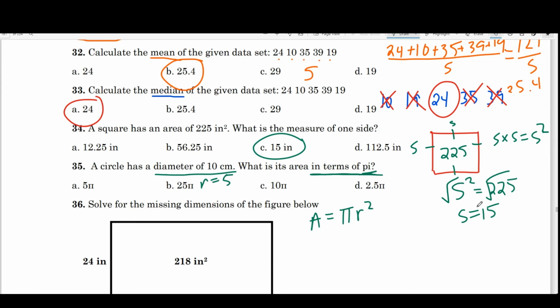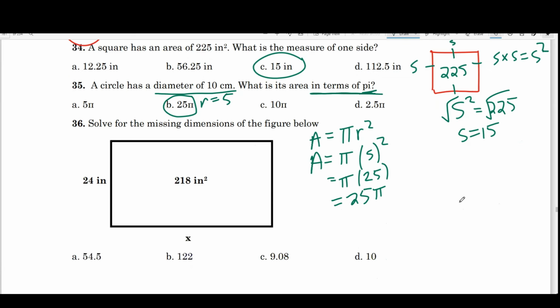Then we just plug in what we have. We keep pi there, and instead of the radius, we substitute in 5. Then we do the math. 5 squared is 25, and pi times 25 is just 25 pi. Just switch it around, and that's it, which would be B.